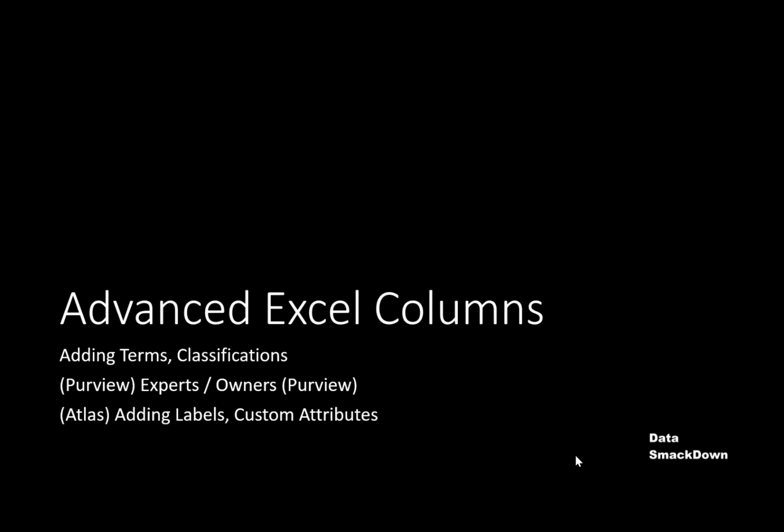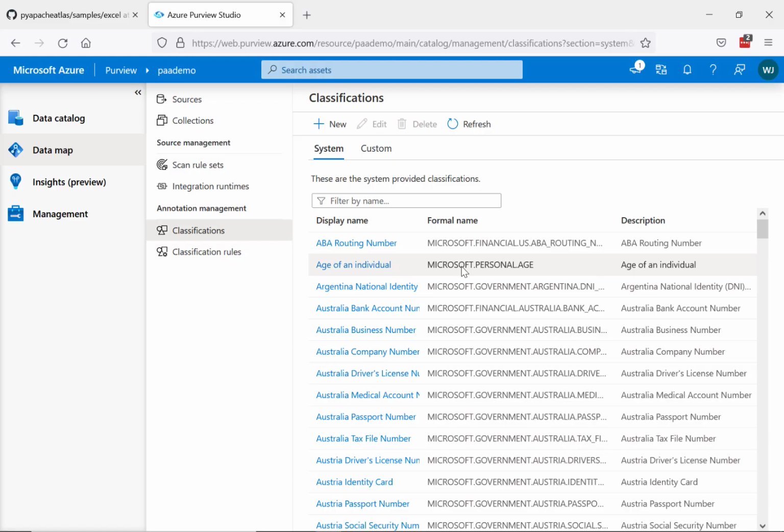Next, how do we do classifications? Before we dive into Excel, I want to first show how we're going to get the classification information. In Azure Purview, it specifies a formal name for the classification. This is similar in Apache Atlas, but it's much more apparent, I think. Inside of Azure Purview, we need to go to the data map and into classifications, and then we can look at the formal name of any of these given built-in classifications. If you have custom classifications, those too will have formal names.